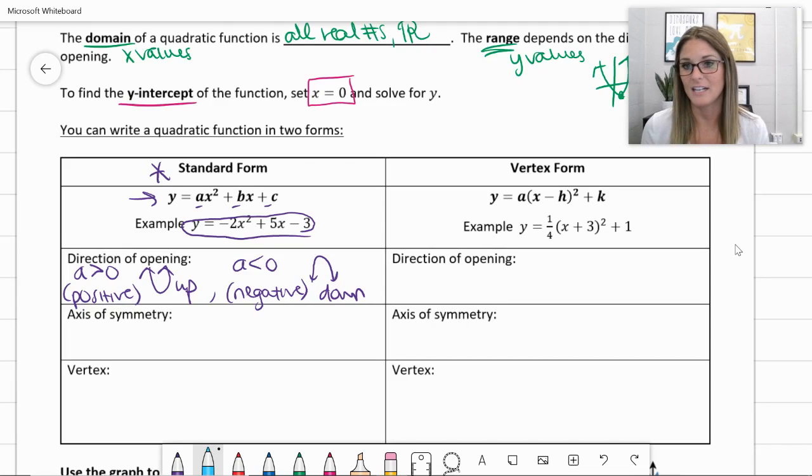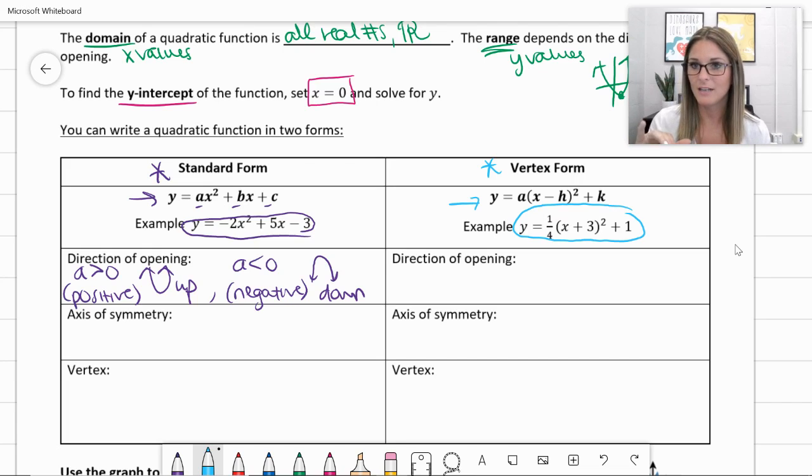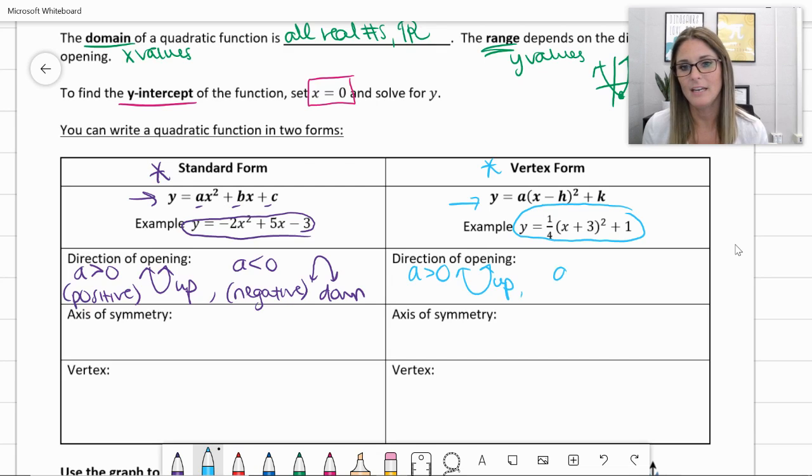Let's look now at vertex form. So in vertex form, it looks like y equals a times the quantity of x minus h squared plus k. I gave you an example here where a, h, and k are all numbers. They have values in there. So let's go down that list as well. Determining the direction of the opening, it's the same thing. The a value is going to do the work. If a is greater than 0, it's opening upward. If a is less than 0 or negative, it's been flipped and opening downward.